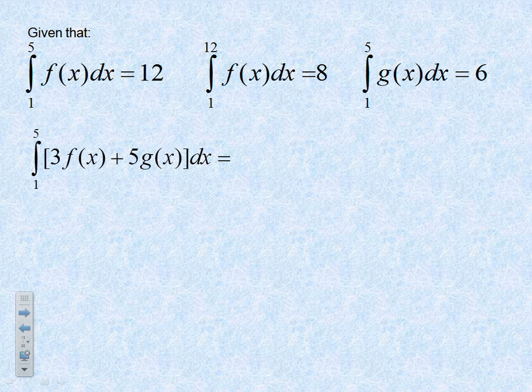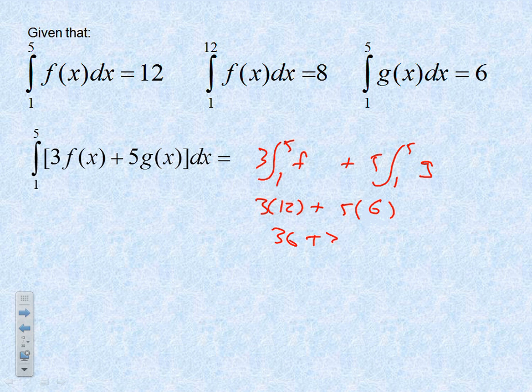Consider the rules, and you have them on that yellow sheet. 2 things come into play. The integral of a sum can be the sum of the integrals, and these constant multiples can be moved to the front. So I would treat this as 3 times the integral from 1 to 5 of f, ignoring all the formality here, plus 5 times the integral from 1 to 5 of g. This definite integral is nothing more than a number. 3 times 12 plus 5 times 8, wait a minute, 5 times 6, gives me 36 plus 30, 66, just like adding sets would.